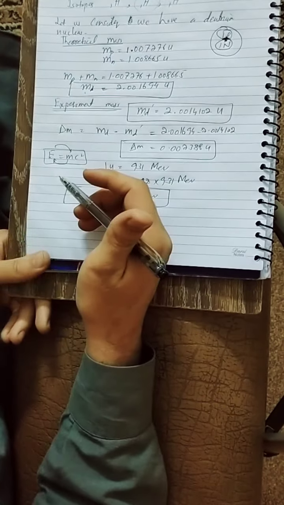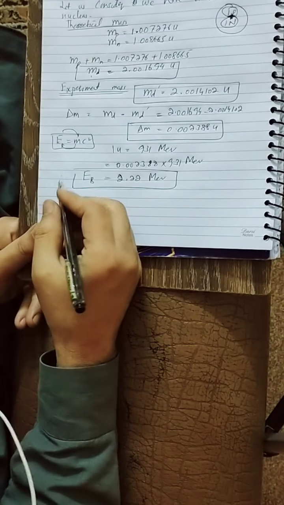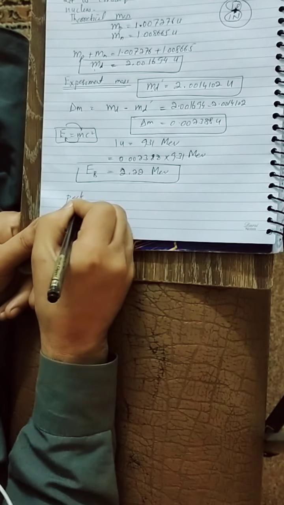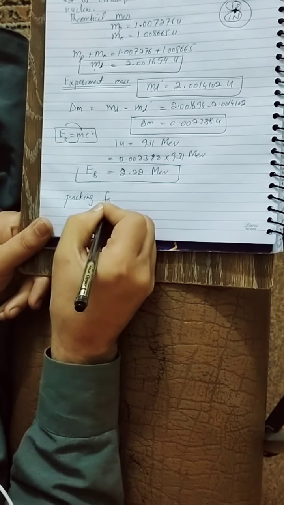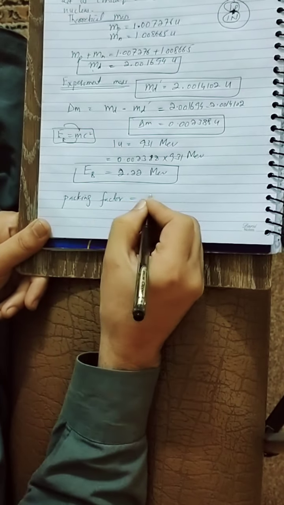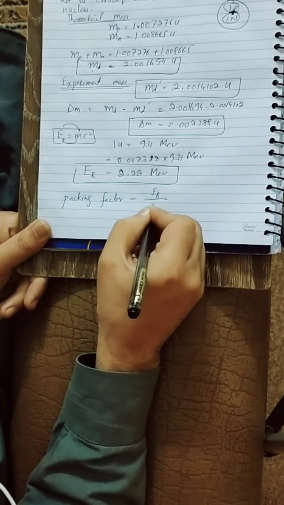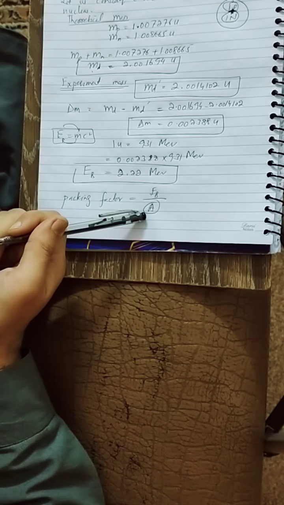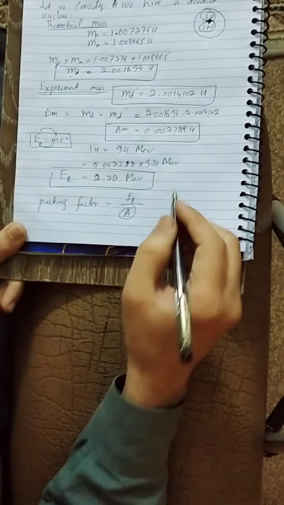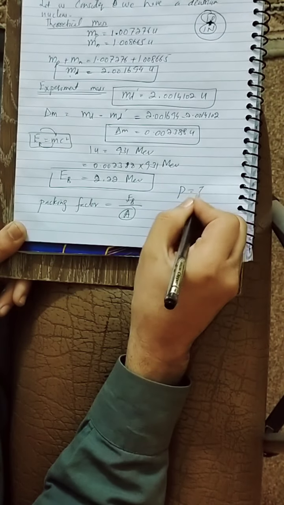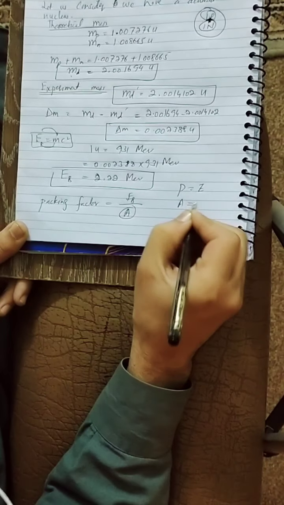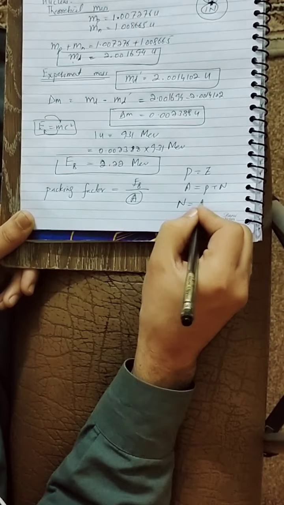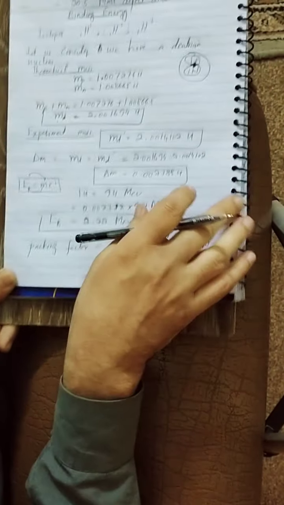Look here. One is called the binding energy per nucleon, or packing factor. What is the packing factor? It is the binding energy per nucleon. Nucleons means A. A means the mass number, or the nucleon number. And what is Z? Z means the proton number. A means proton plus neutron. What is the neutron number? A minus Z.